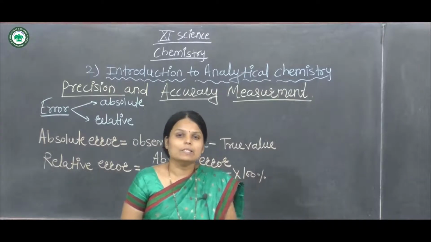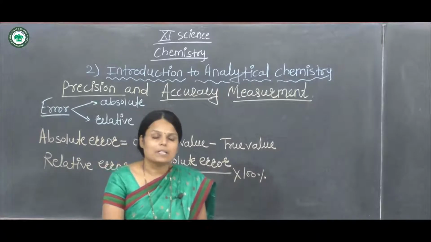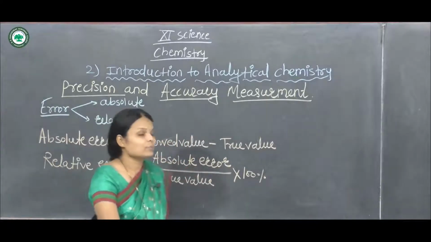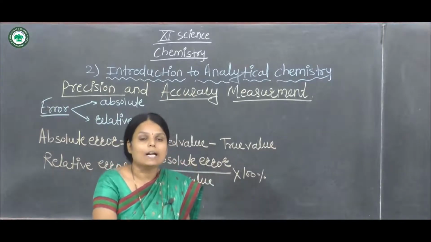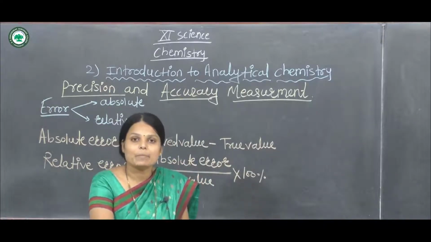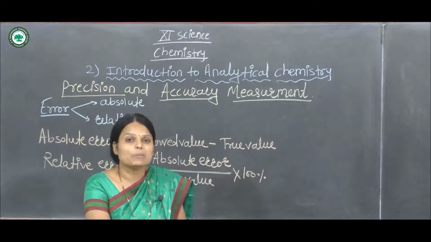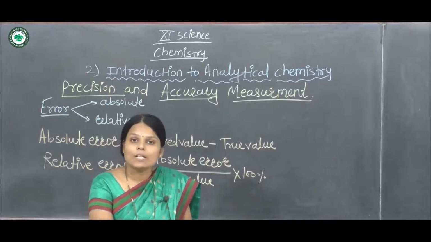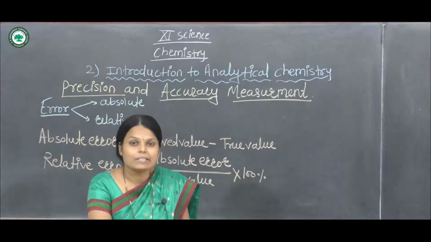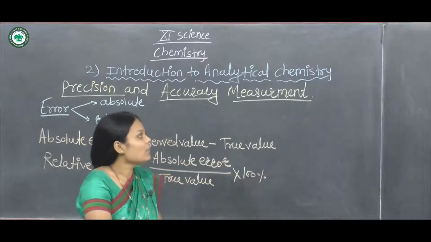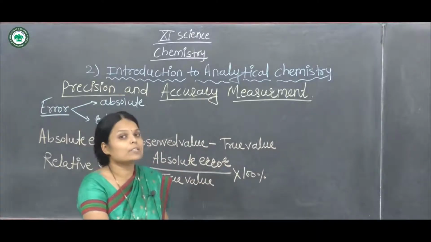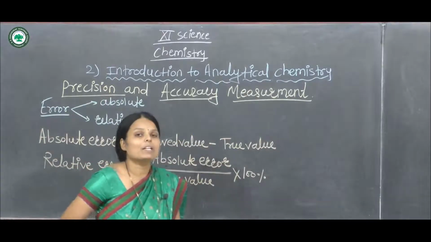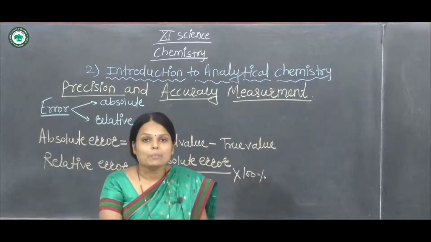The chapter is Introduction to Analytical Chemistry, 11th Standard Chemistry subject. In the last lecture we discussed what is meant by analytical chemistry, and which types of analysis take place in laboratories. We discussed qualitative analysis and quantitative analysis briefly. Now in this lecture we also discuss a new point: accuracy and precision, the measurement of accuracy and precision.